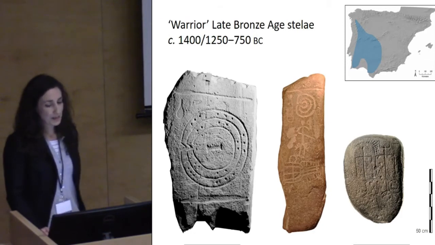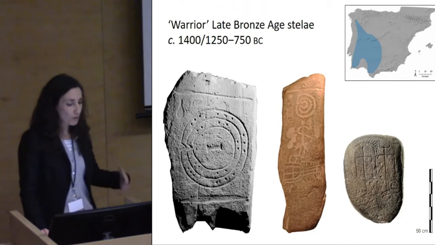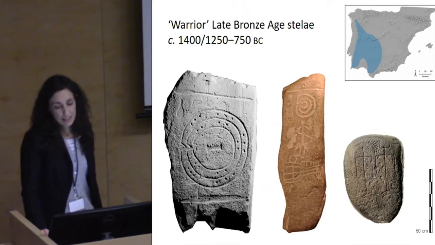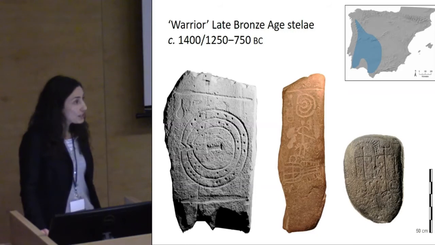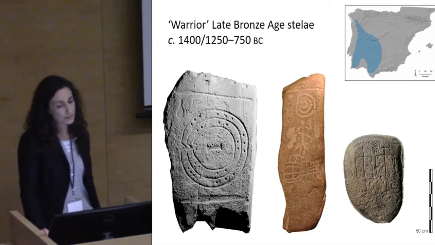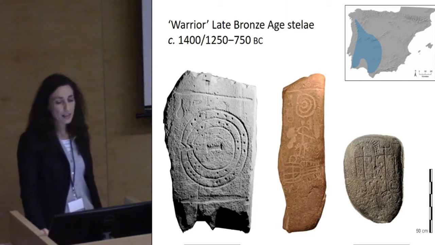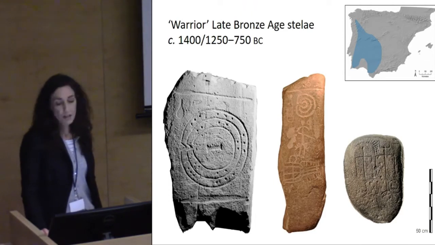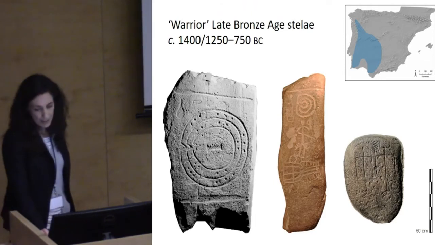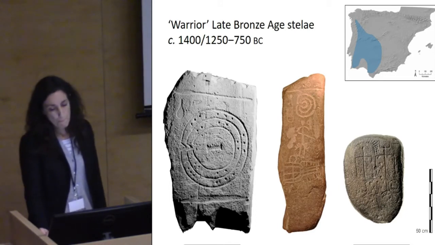Here you can see a range of images. They are usually represented following certain conventions. So there is a set of images that are recurrently repeated. We have human figures, very schematic. We have shields, swords, spears, mirrors. These are artifacts that are circulating throughout the Iberian Peninsula during the late Bronze Age, and we know the material correlates for them.